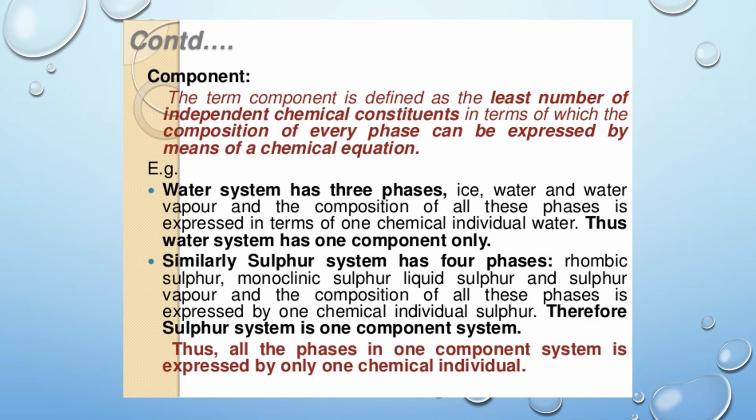Similarly, sulfur system has four phases: rhombic sulfur, monoclinic sulfur, liquid sulfur, and sulfur vapor. And the composition of all these phases is expressed by one chemical individual, sulfur. Therefore, sulfur system is a one component system. Thus, all the phases in a one component system are expressed by only one chemical individual.